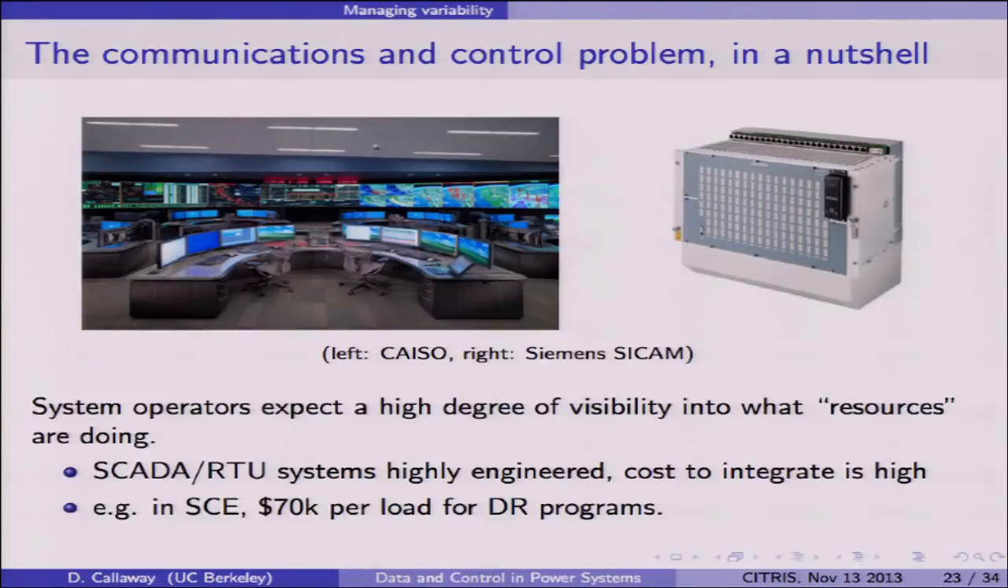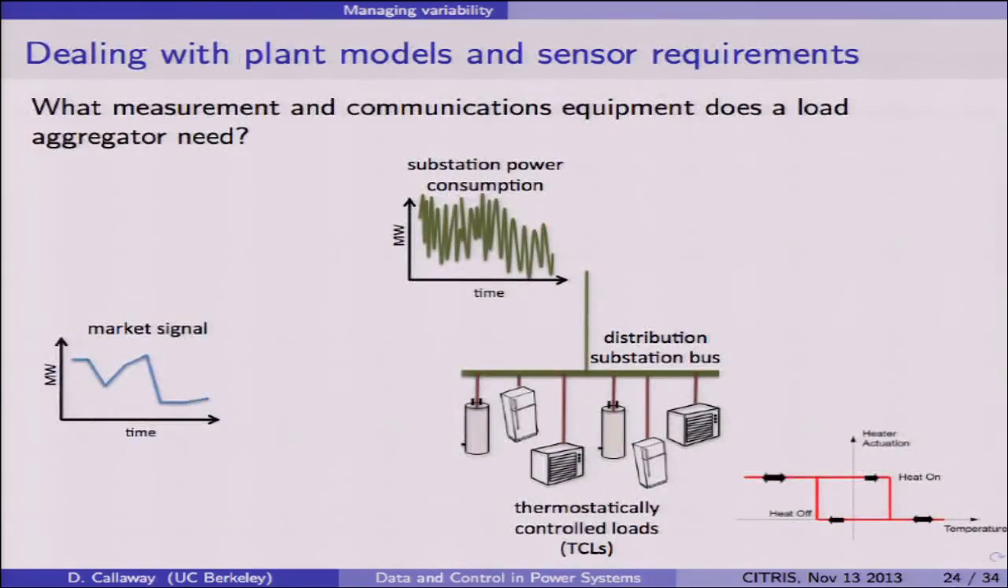So there's a study done in Southern California Edison that suggested that not just to buy this box, but basically to build the infrastructure to integrate into the EMS was going to cost on the order of $70,000 for individual loads, which, if we're talking about small loads in particular, is totally untenable. And so what we've been thinking about is an alternative scenario where instead of measuring at individual loads, we take measurements at the level of distribution substations. And we use that as the point where we're feeding information back to the system operator.